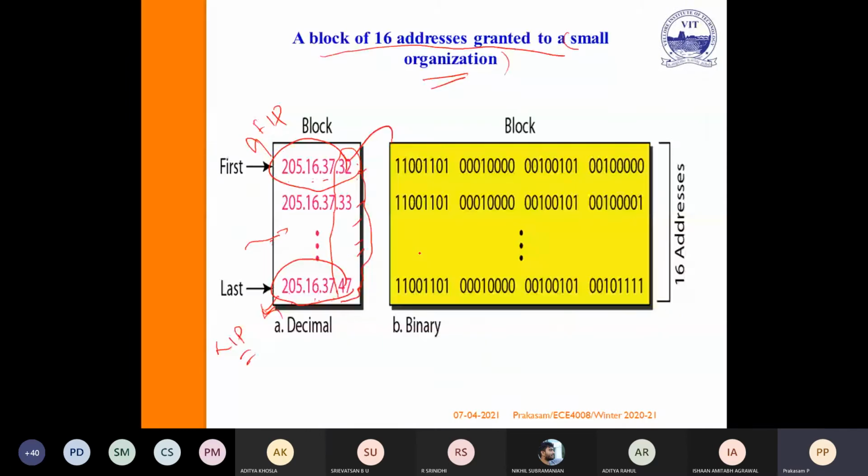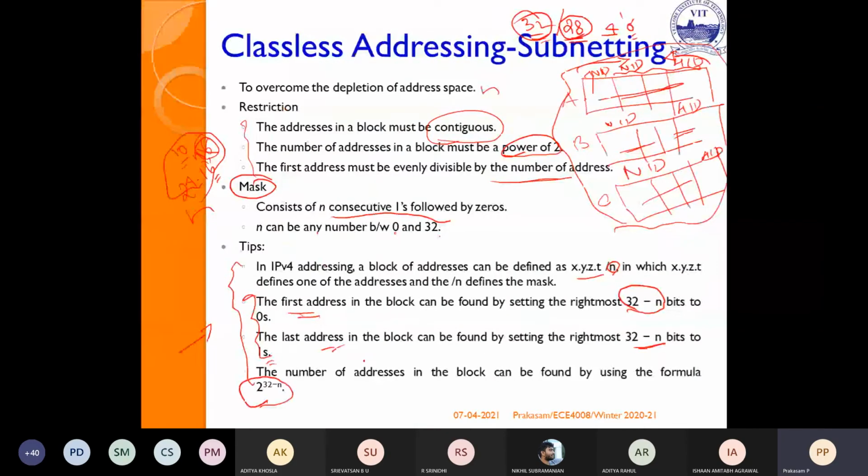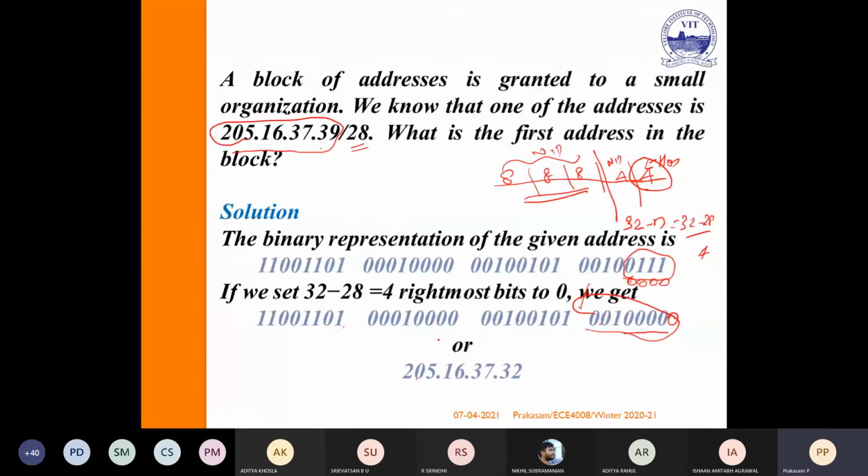You see here, 32 to 47 is 16 addresses. So using this procedure, we can find the first IP address, last IP address and number of addresses in a particular block if you know any one IP address in that subnet. This is one way of finding them. So one more method: if the value of n is less, then you have to again change all the values of 0 and 1.